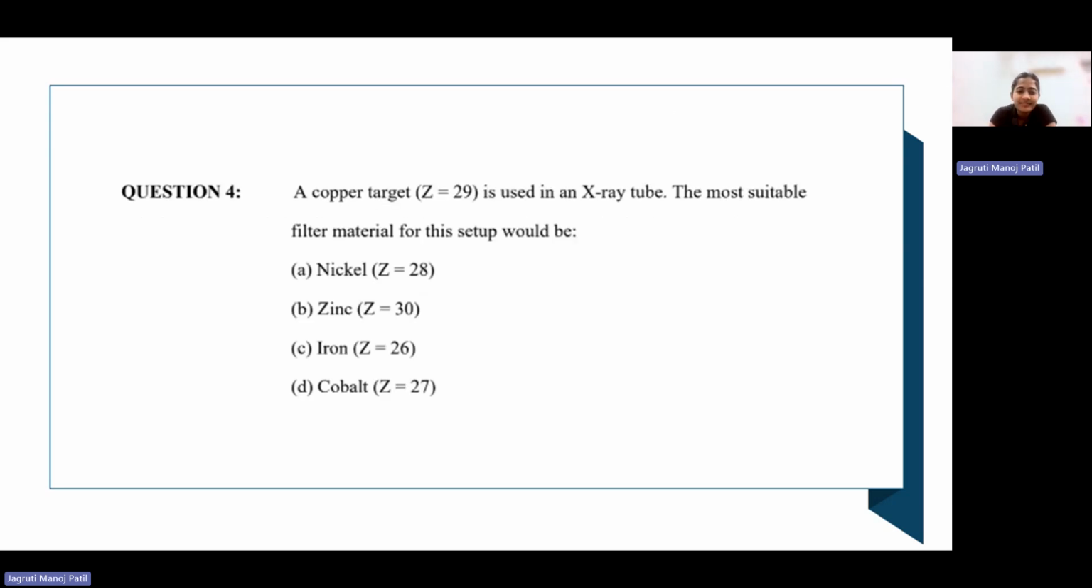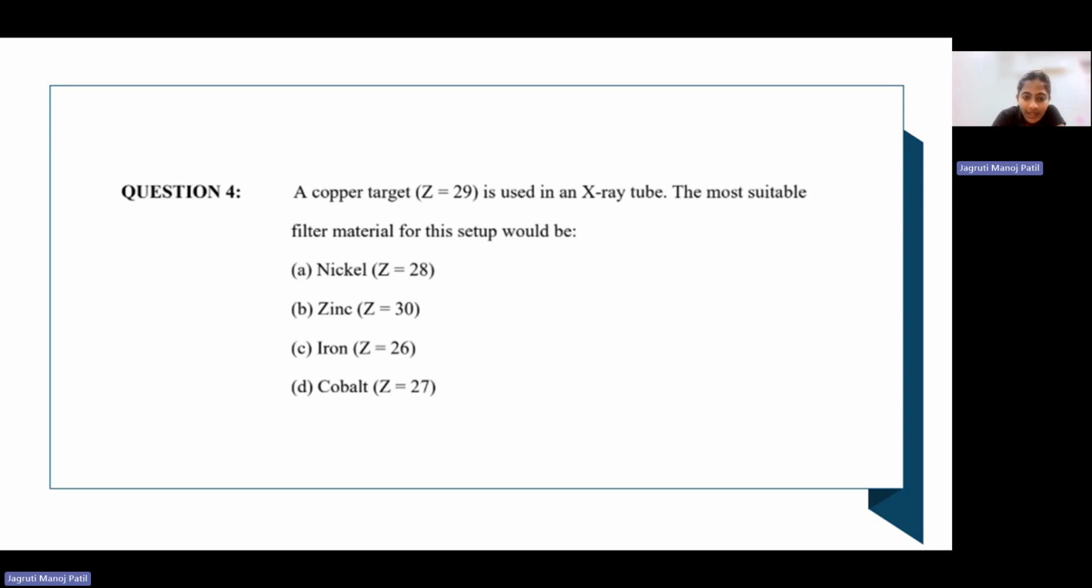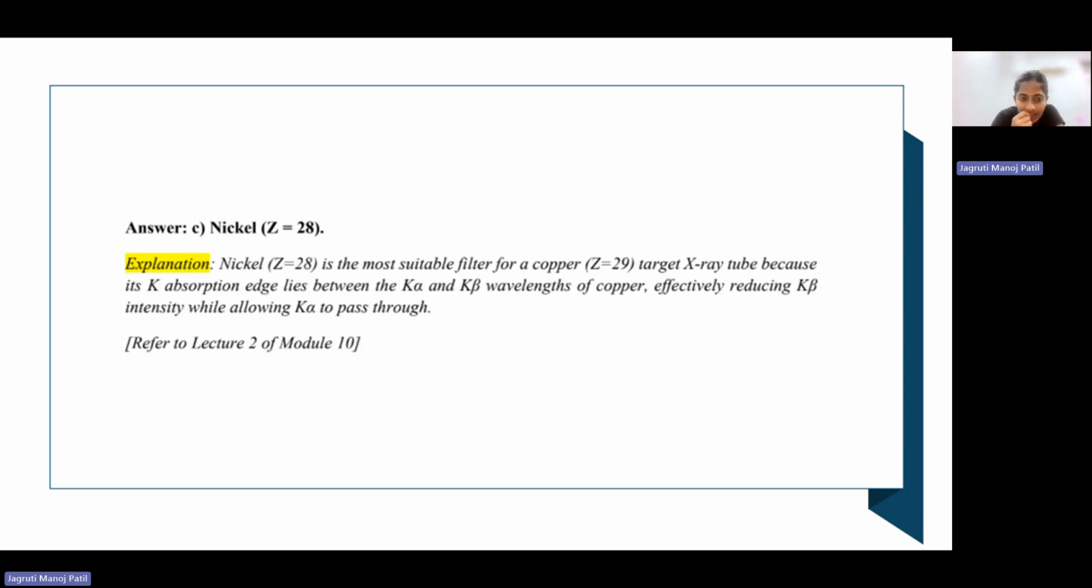Next, a copper target with Z equals 29 is used in an X-ray tube. The most suitable filter material for this setup would be which one? So if you have nickel, zinc, iron, or cobalt, which material do you want? Higher atomic number or lower atomic number? That's the question here, right? Oh, the answer is nickel.